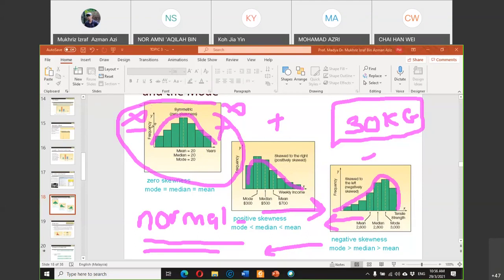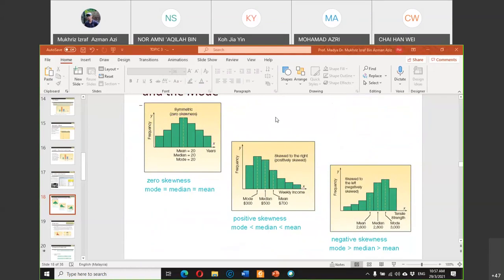Your y-axis is the frequency, your x-axis is the class interval. So what you learned last week in chapter 2 is being directly applied here in the concept of skewness. I hope you can understand this concept.